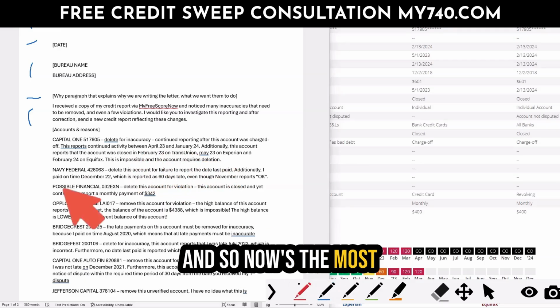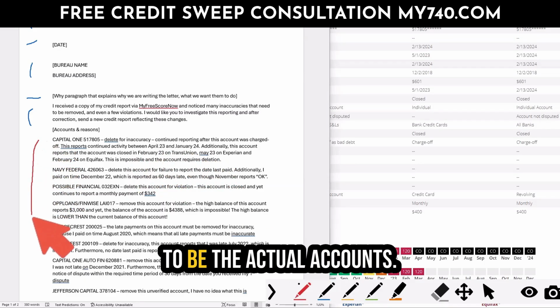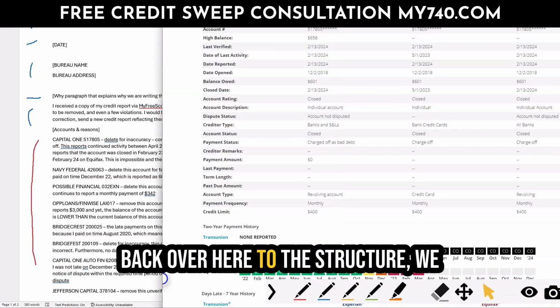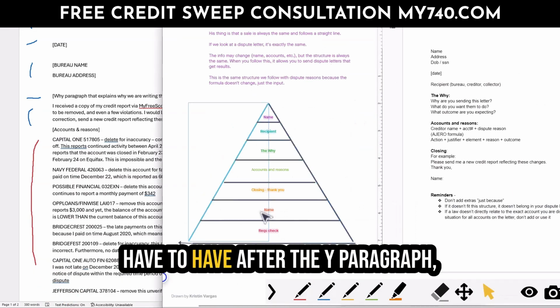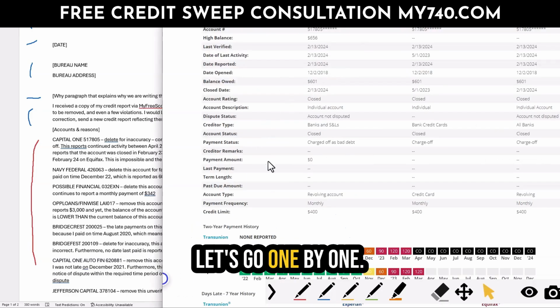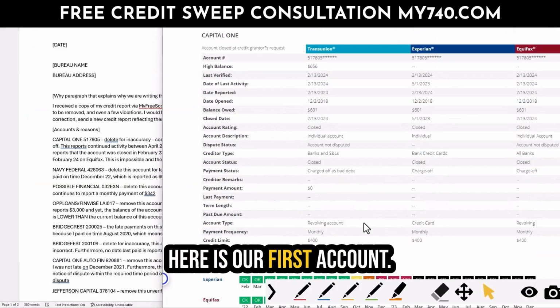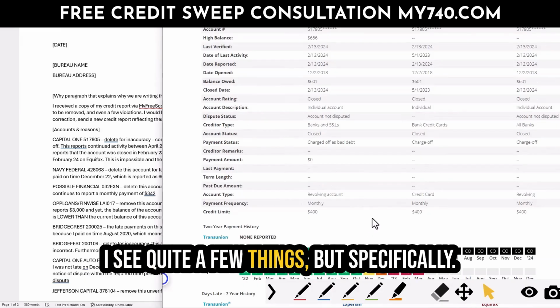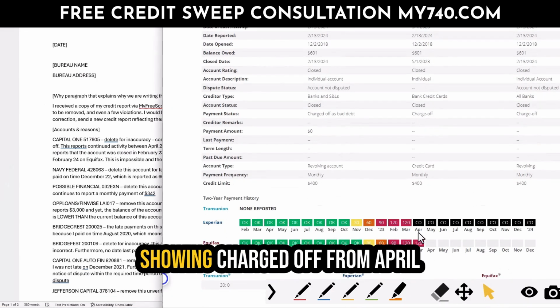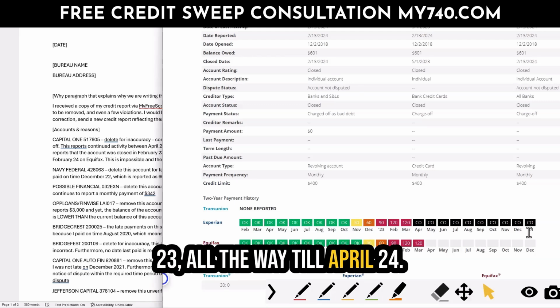And so now's the most important part, which is going to be the actual accounts. Because if you remember, when we go back over here to the structure, we have to have, after the why paragraph, our accounts and our reasons. Let's go one by one. Here is our first account. I see quite a few things, but specifically the continued reporting in the payment history showing charged off from April 23 all the way till April 24.